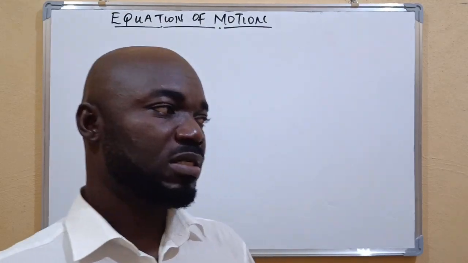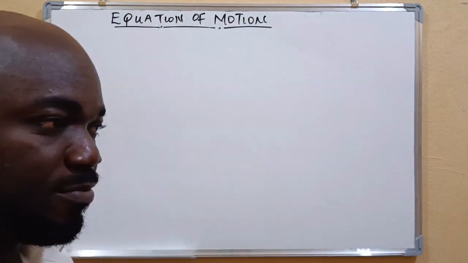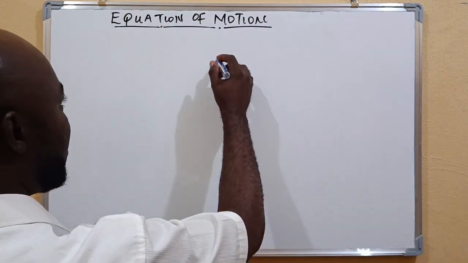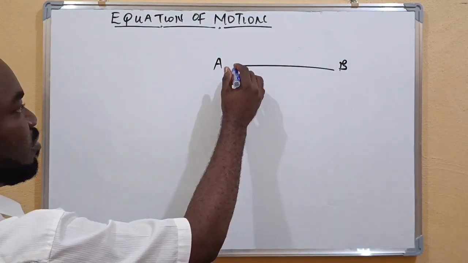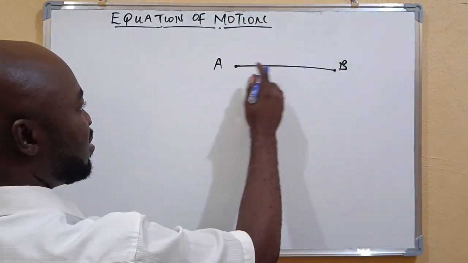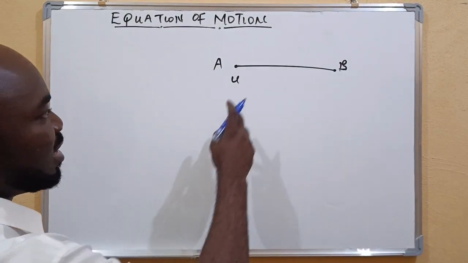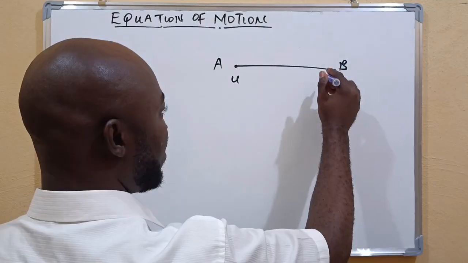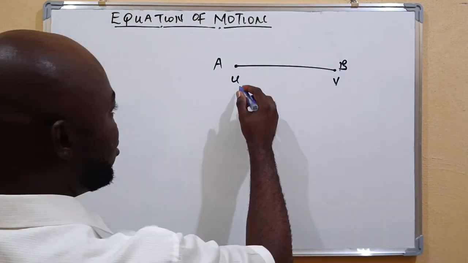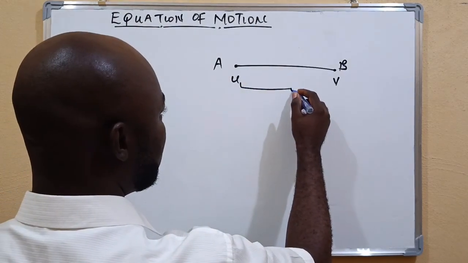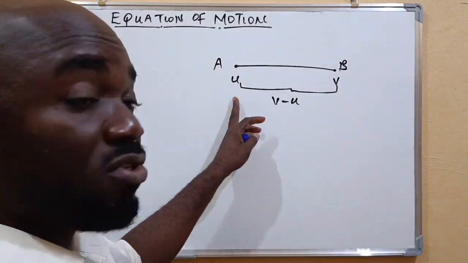So what's acceleration? Acceleration simply means rate of change of velocity with time. So what do I mean? Let's say you have a body at point A going to point B. When the body is beginning to move from point A, the initial velocity is u. And then when it gets to the final destination, the final velocity becomes v. So the change between this position is v minus u, the final velocity minus the initial velocity.